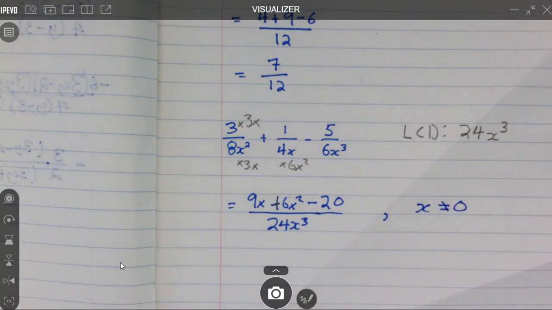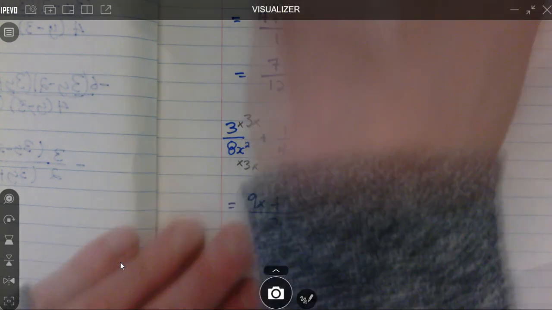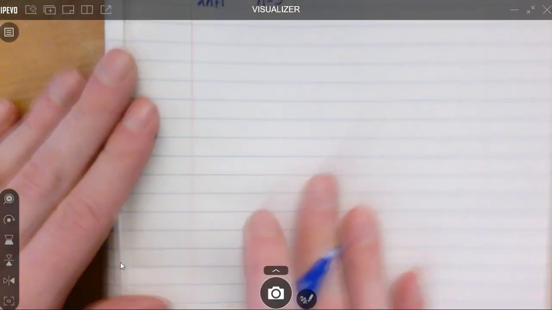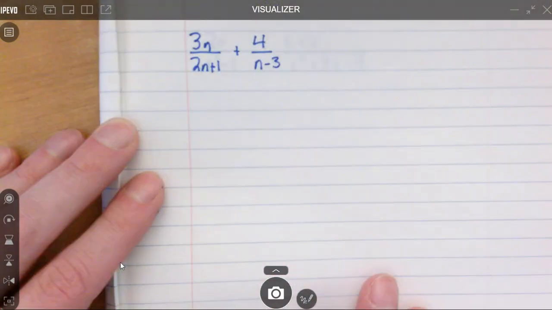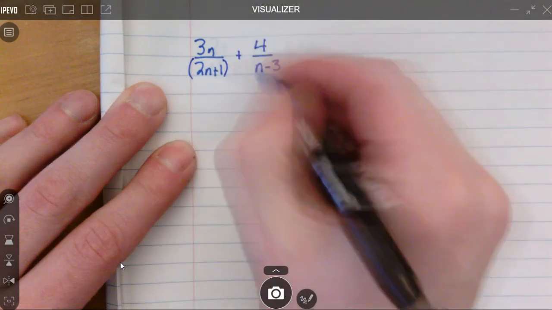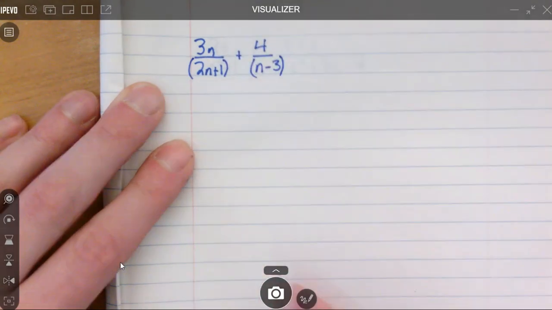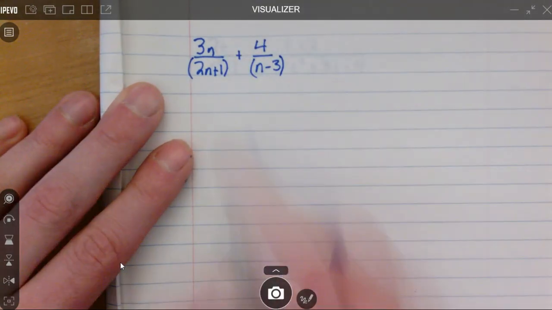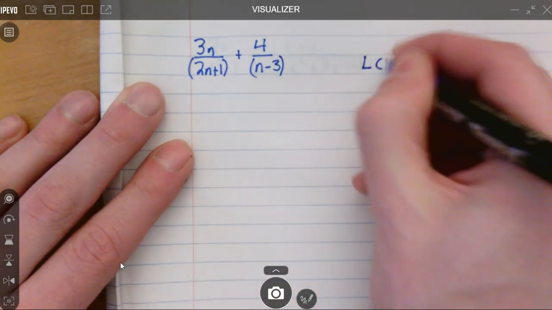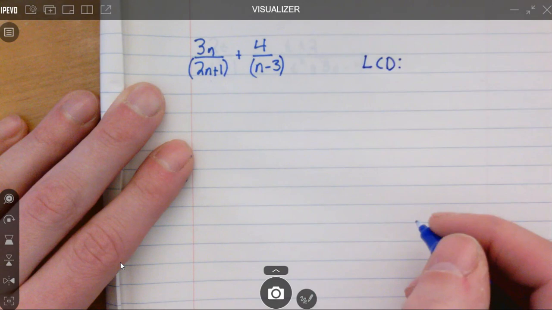So that's the basic idea of adding and subtracting rational expressions. I need to make sure there's a common denominator before I can add or subtract. We'll just do a couple more examples to see what comes up. So here's another rational expression. Sometimes I think it helps to kind of put brackets around these factors in the denominator. You can think of each of these as a sole factor. So my lowest common denominator would be those two multiplied together.